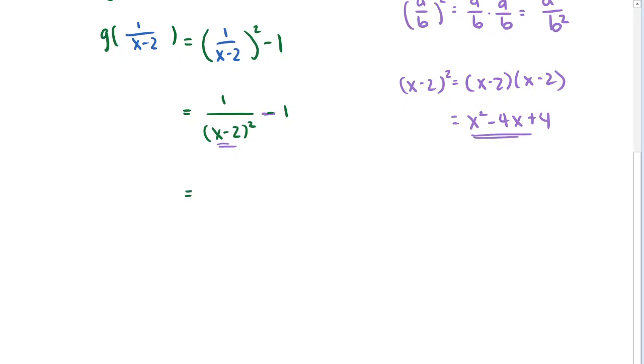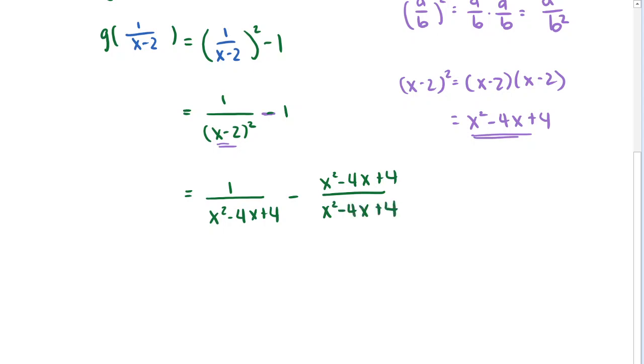So this is the same as 1 over x squared minus 4x plus 4, right? That's what we determined x minus 2 squared is. And subtracting away 1, right? In order for us to really do that, we need to make sure that it has a common denominator with our first fraction. And one way I can rewrite 1 so that it has the same denominator as this first fraction is I can rewrite this 1 as x squared minus 4x plus 4 over x squared minus 4x plus 4.